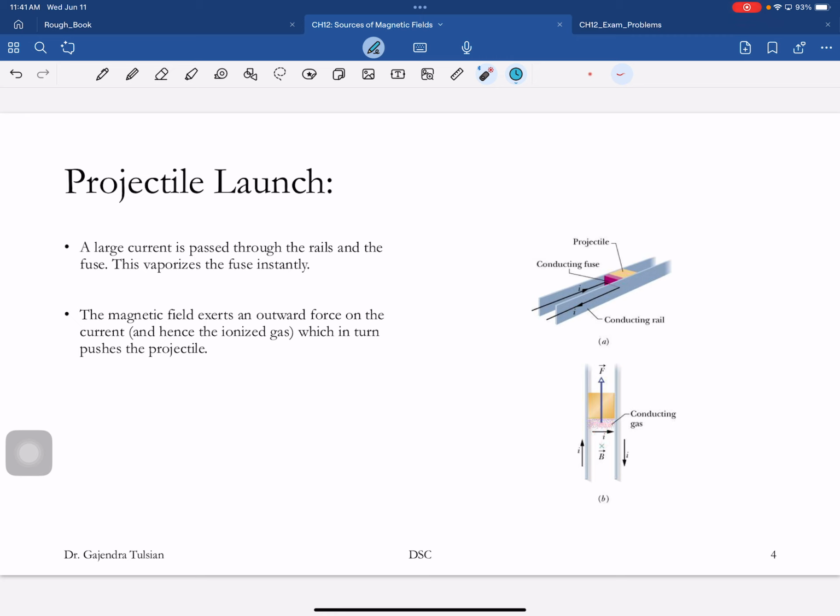Now this vaporized, so this has become plasma, positive and negative charges. Let's just look at positive charges. There's a positive charge moving in this direction. The magnetic field is into the sheet. The force on that positive charge will be QV cross B. V cross B, the force will be upward. The force on that charge will be upward, and that's what's pushing this projectile.